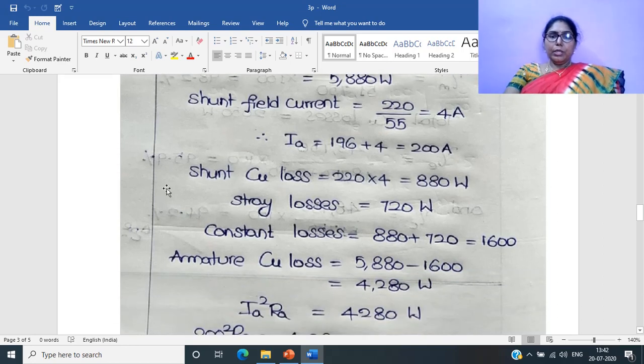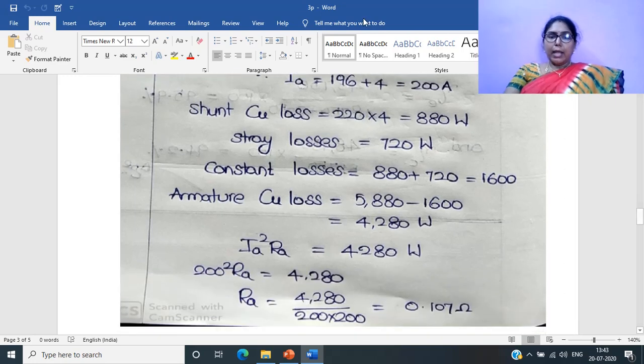Now we are going to calculate the shunt copper losses and the armature copper losses. Shunt copper losses are 220 into 4, which will give you 880 watts. In the problem they mentioned stray losses are 720 watts. The constant losses are nothing but shunt copper losses and stray losses together. So 880 plus 720 will give you 1600 watts.